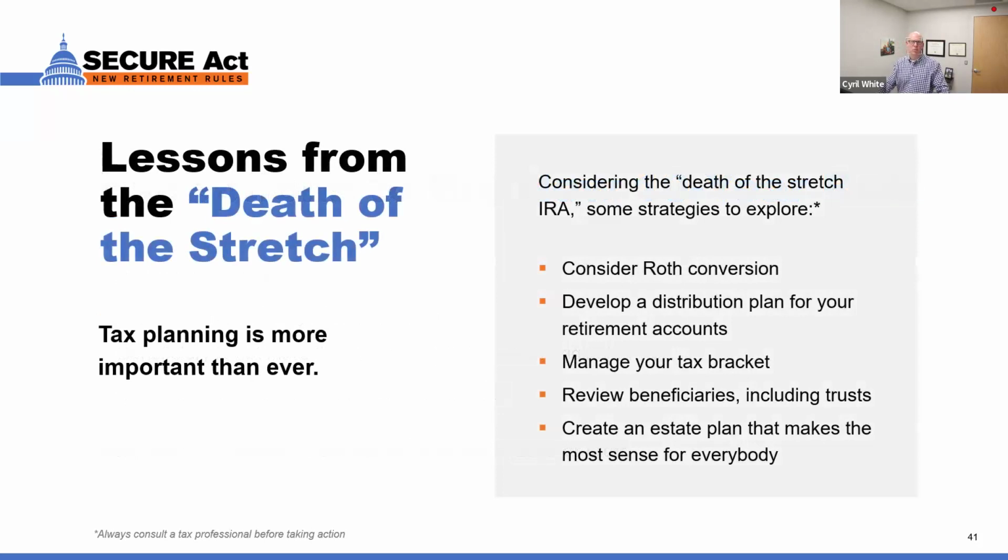So the lessons here with regard to the death of the stretch IRA is that you want to consider some planning options, such as converting to Roth IRAs, which don't require taxes when you take the funds out, but they are still subject to the 10-year rule. They just wouldn't have to pay tax on those funds taking the money out. Where in a traditional, as we discussed, they're going to have to pay tax on the amount they take out every year. Develop a distribution plan for your retirement accounts. Manage your tax brackets, so manage how much tax you're paying when, and work on your estate plans.